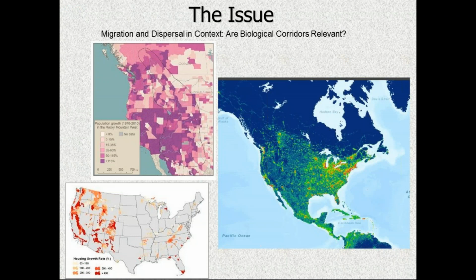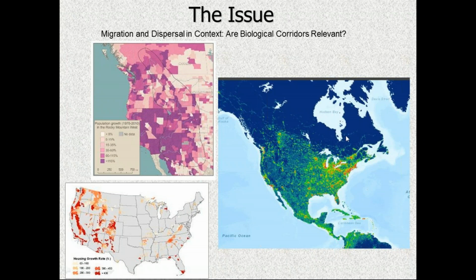So to set the context, when we look at migration and dispersal and the need for habitat connectivity, if we ask the question, are biological corridors relevant in some places across the globe, but here in North America, I think the answer is a resounding yes.